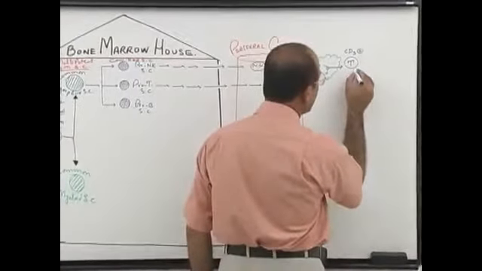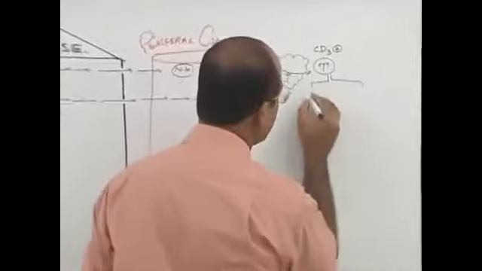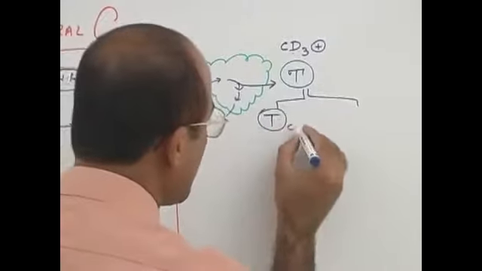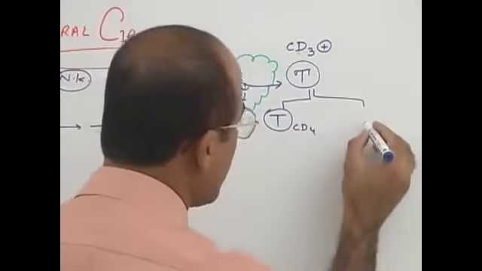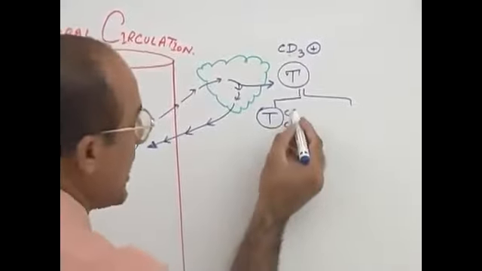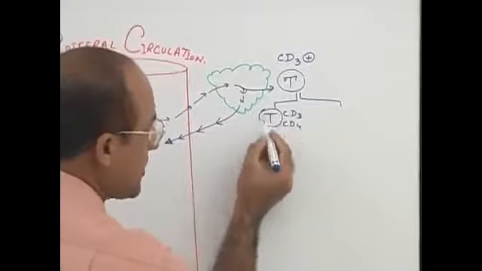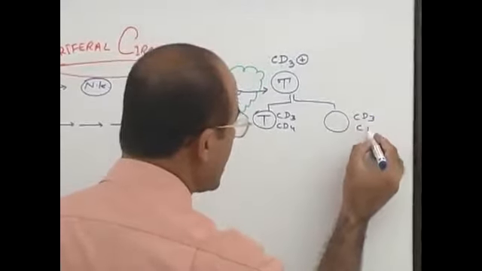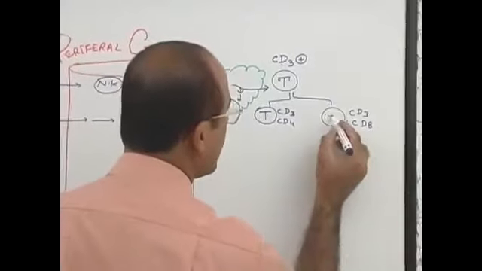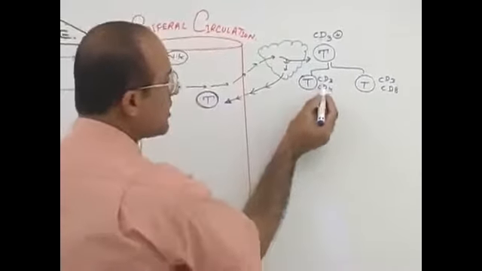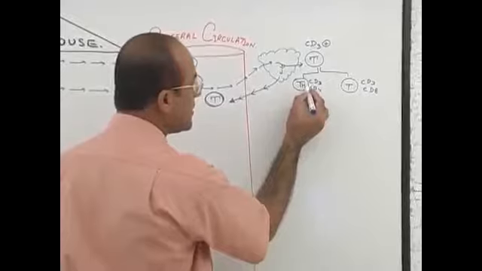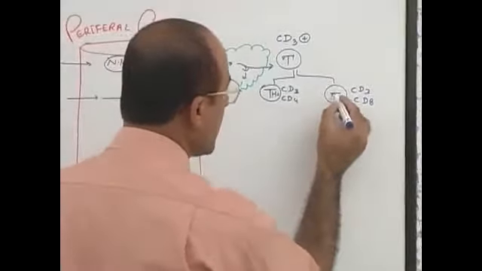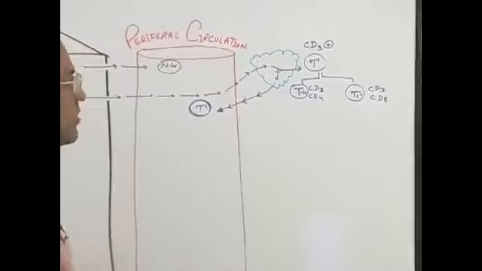These T cells are divided into two types of cells. Some T cells are CD3 as well as CD4 positive, and other T cells are CD3 as well as CD8 positive, right? Those which are CD4 positive are called T helper naive, and these are called T cytotoxic. We will discuss this in detail in immunology.